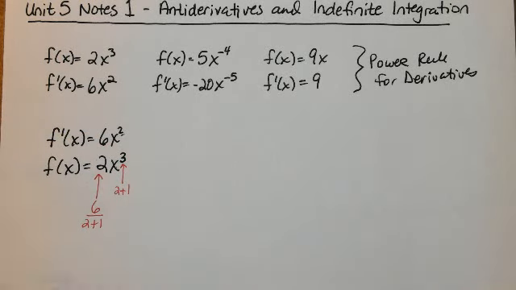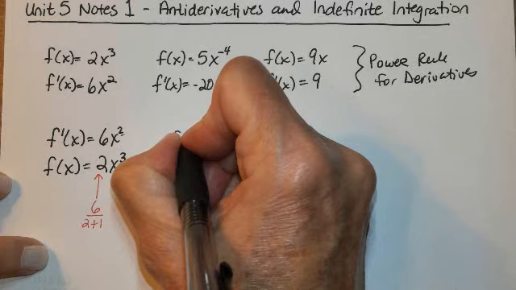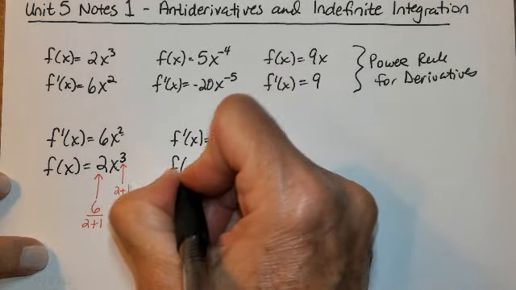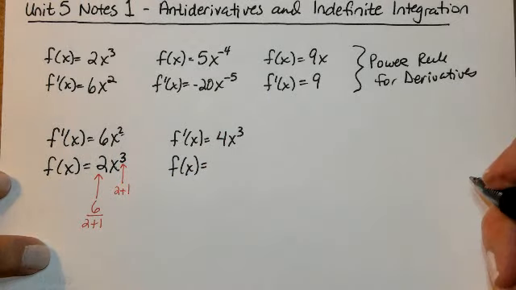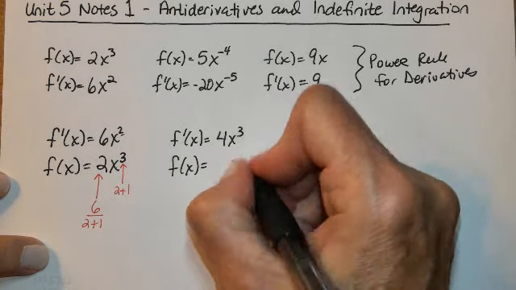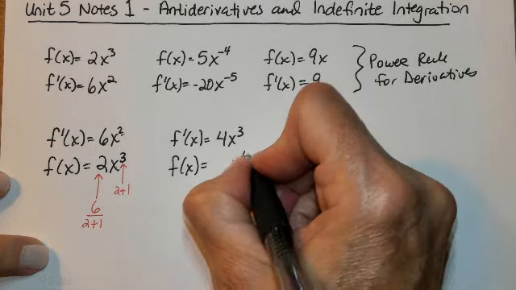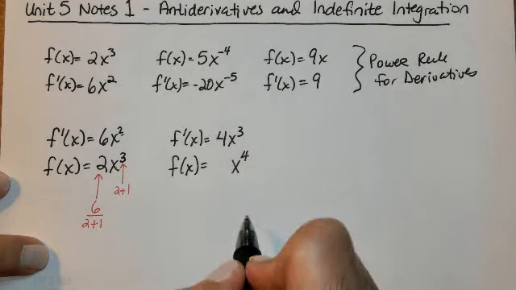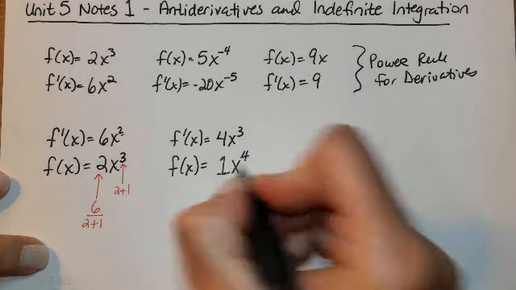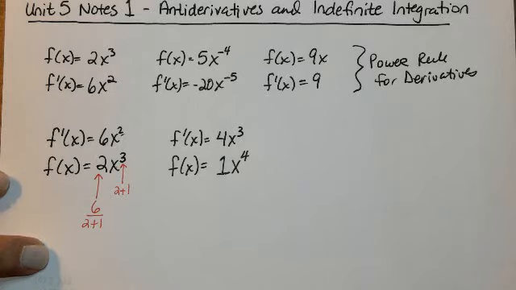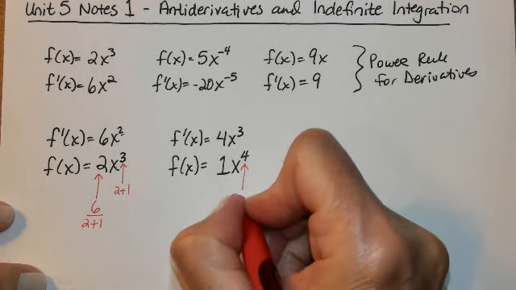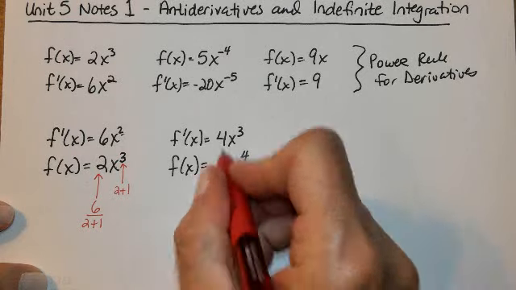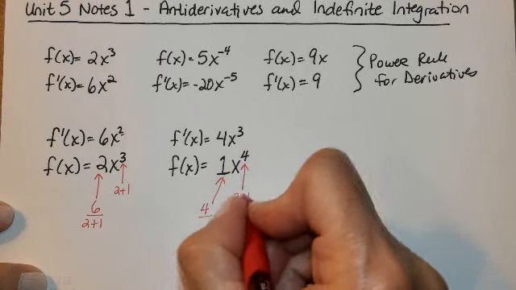Let's see if it works for something else. How about if we have f prime is 4x cubed? What is f? What is the antiderivative? Begin by adding 1 to your exponent. And then think, what do you multiply 4 by to get 4? Well, it has to be a 1, right? So the 4 is gotten by adding 1 to your old exponent, and the 1 we got by dividing our old coefficient by our new exponent.